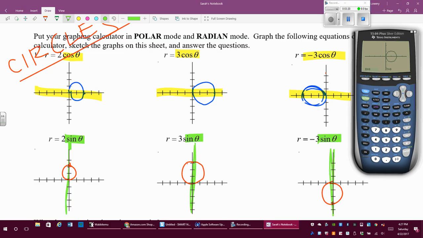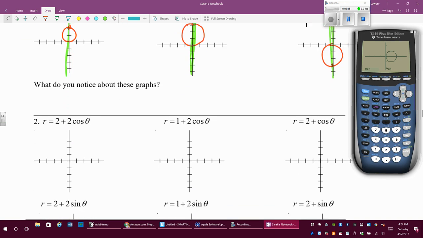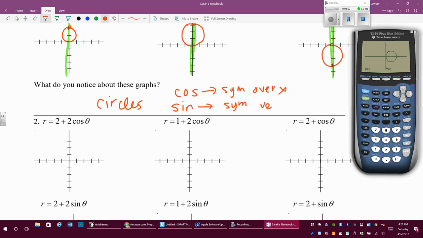The other thing we notice is that the number in the front actually told us how far out to go. So this one ended up at 2 units out, 3 units out. This ended up going in the negative direction on the x-axis. This ended up going 2 units on the y-axis, 3 units on the y-axis, and negative 3 units on the y-axis. So to sum this all up, we notice that these are all circles, and that our cosines were symmetric over x, and our sines were symmetric over y.